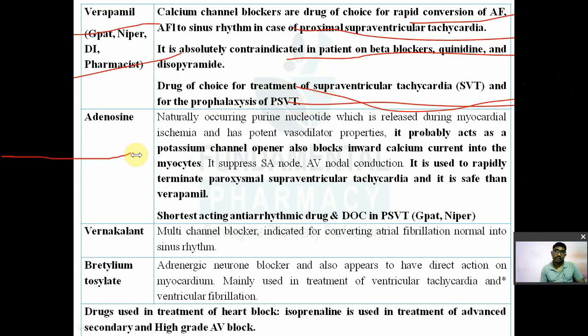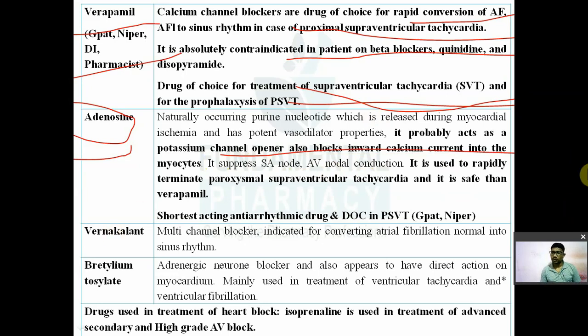Next one is a class 6 drug. Okay, naturally occurring adenosine. Adenosine is nothing but the naturally occurring purine nucleotide. Normally, this purine nucleotide is released in the myocardium, in myocardial ischemia. अगर myocardium को ऑक्सीजन का सप्लाई कम हो गया या फिर ब्लड सप्लाई कम हो गया तो ये एडेनोसिन वहाँ रिलीज होता है. Now this is naturally occurring purine nucleotide which is released during myocardial ischemia and it has potent vasodilator properties. Okay, it acts by potassium channel opening. So it is a potassium channel opener and also blocks the inward calcium channel.